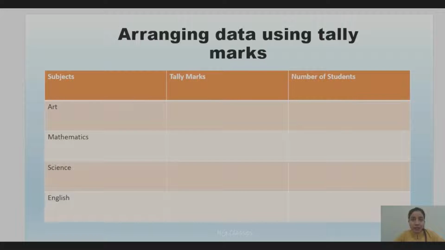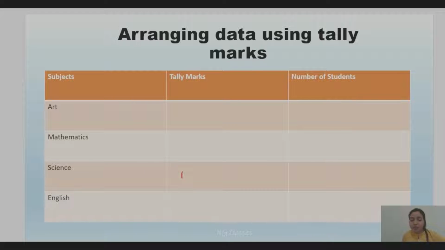So what I can do, one by one, is go to them and ask which subject they like the most. Suppose I have gone to the first student and asked which subject you like the most, and he said he likes science the most. So I am recording the data like this. Okay, one student likes science.